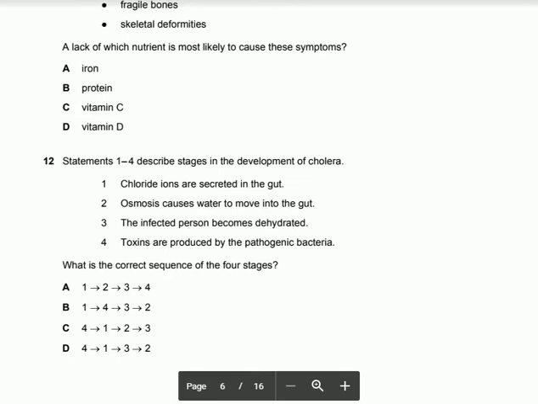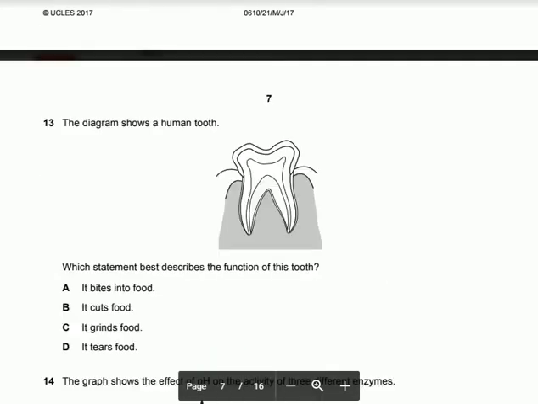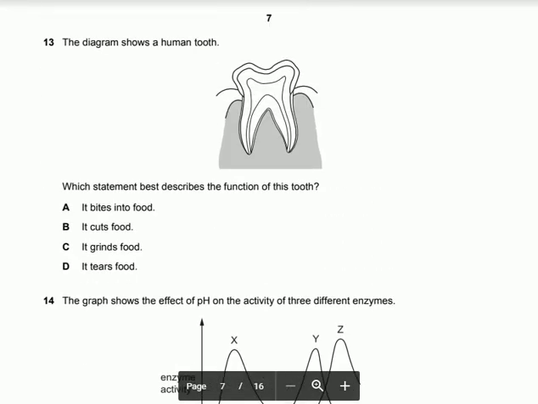12 is C. I'm also 100% sure in this because I discussed it with you guys. Toxins are first produced, then the chloride ions are secreted in the gut. Then osmosis moves water into the gut, which causes removal of water, and thus the person becomes dehydrated. Okay. Question number 13 shows a human tooth. As I told you guys, this is a premolar or a molar, most probably a molar, and it's used for grinding food. So let's see.